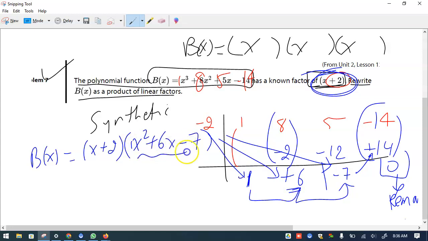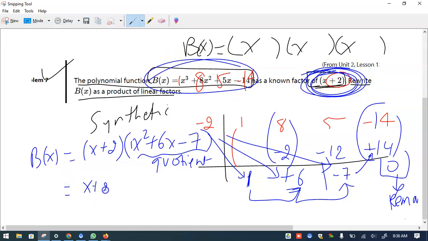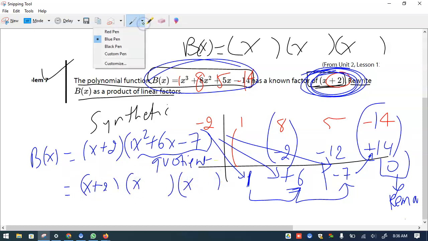So this is actually the quotient when you divide this polynomial by x plus 2, which we can further factorize into two more factors, x and x. And now, how do I split? There's a minus 7 here, and this is 1, so you split minus 7 into 1 and 7, and when you subtract, you should get plus 6.